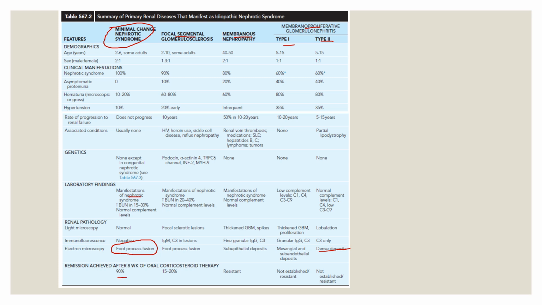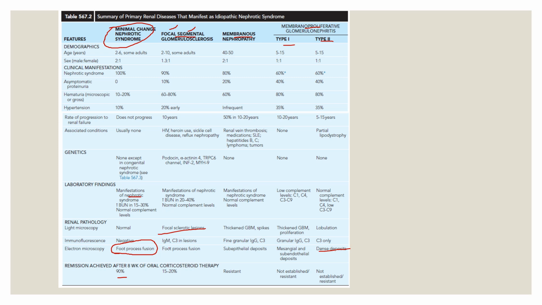FSGS, the age 2 to 10, usually associated with heroin, HIV, sickle cell, reflux nephropathy. It can be seen in adults also with diabetes and all. Okay, that is mainly nephrotic. There are focal sclerotic lesions. Again, as I mentioned, focal means only less than 50% of the glomeruli are affected. Segmental means only part of the glomerulus is affected.